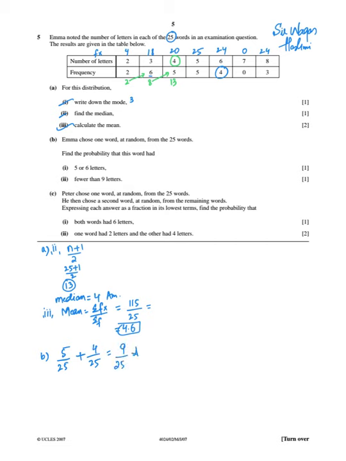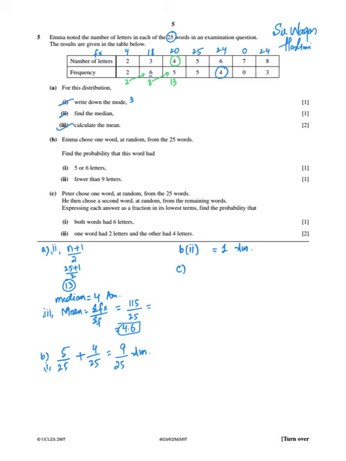You cannot simplify it, so that is your B part 1 answer. For B part 2, it says fewer than 9 letters. If you observe that we don't have any letter that is greater than 9, whatever letter she picks is fewer than 9, so the probability is 1, and that is your answer. All right, after that, part C.